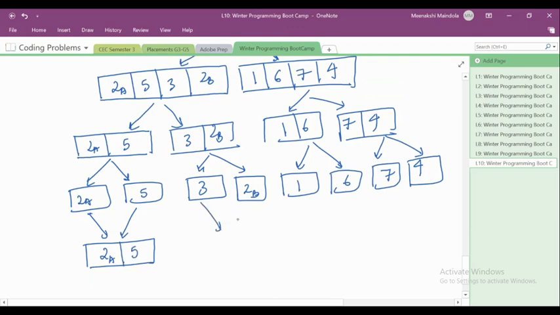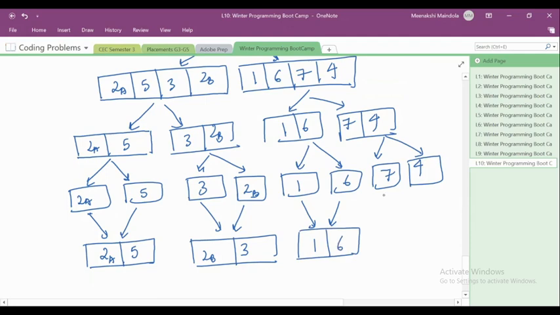Then again you move ahead, you compare here. So you have 2b and then you have 3, because 3 is greater than 2 here. Again you merge the rest of the subarrays. So you have 1 and 6. Next you merge these two. So you have 4 and 7, right? So this is what you get after you first merge the subarrays.